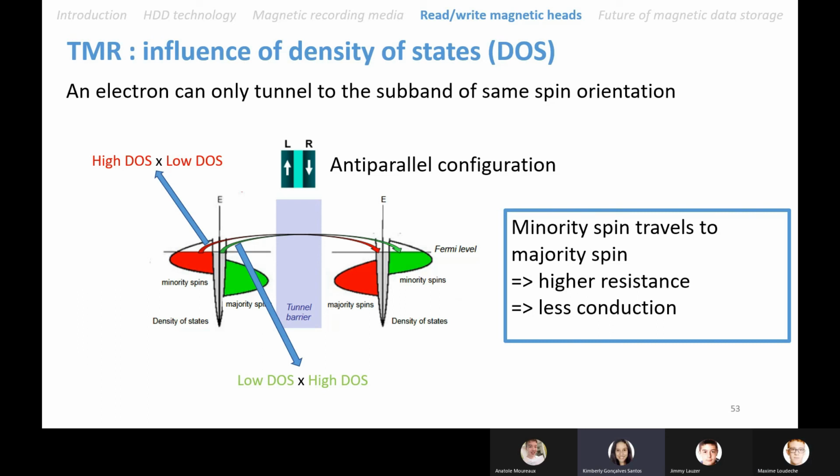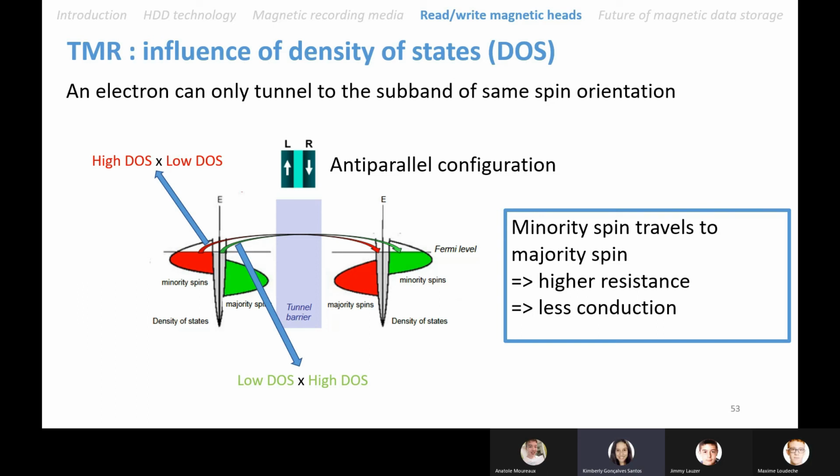On the figure, you can see that on the left side of the barrier, spin down electrons constitute the majority population and spin up electrons the minority. Inversely, on the right side of the barrier, spin down electrons represent the minority population and spin up the majority.